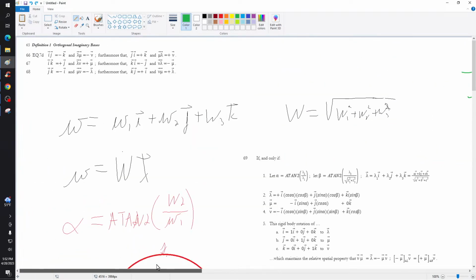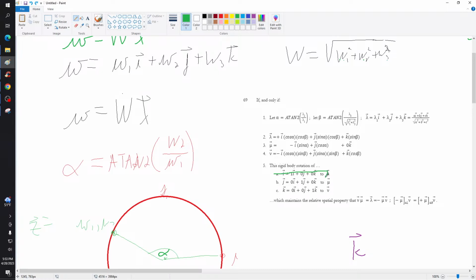So now w is also equal to the real number magnitude, the square root of w1 squared plus w2 squared plus w3 squared, which we call capital W, times lambda. And we define lambda as the rotation of i to lambda using this. However, there are now two other axes that are perpendicular to our lambda vector.